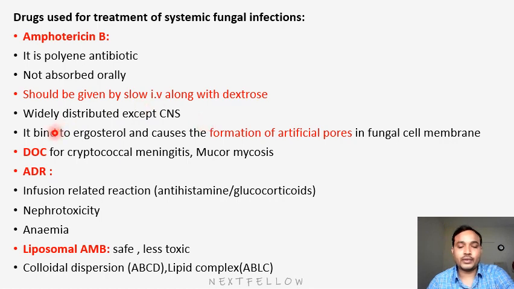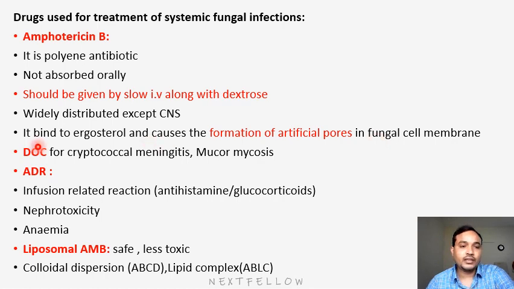The main action of amphotericin B on fungi is that it binds to ergosterol, a main component of the fungal cell membrane. It binds to ergosterol and causes formation of artificial pores in the fungal cell membrane. When pores form, obviously the intracellular liquid will be flushed out, the cell will shrink, and this leads to the death of the fungus.